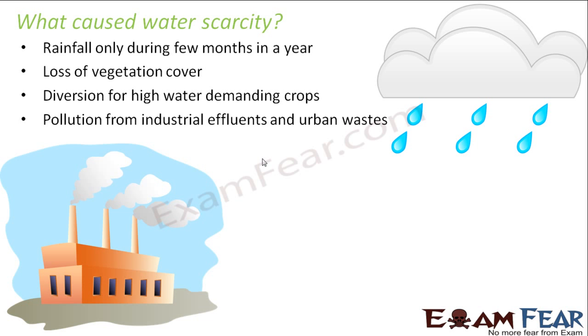So these are some of the things which result in water scarcity, in which human beings have a very important role to play, because the pollution from industrial effluents and urban waste is under the control of human beings. If people want, they can bring this pollution under control. Diversion to high water demanding crops is again under the control of human beings. If people want, they can divert towards cultivation of low water demanding crops, right? Most of the things are under the control of human beings, and that is how we can get rid of water scarcity.